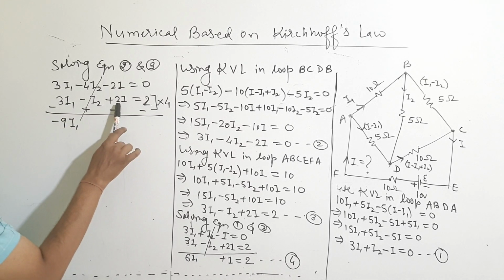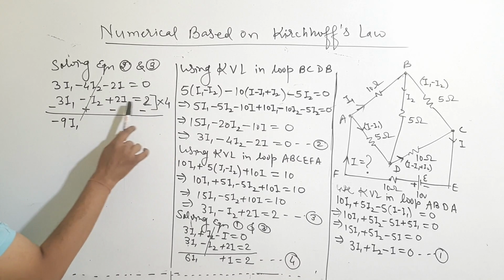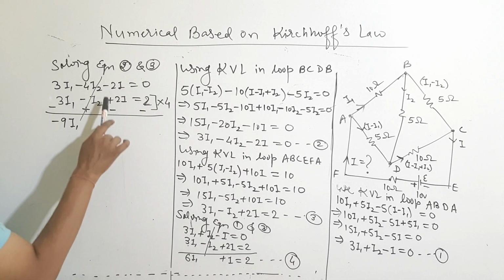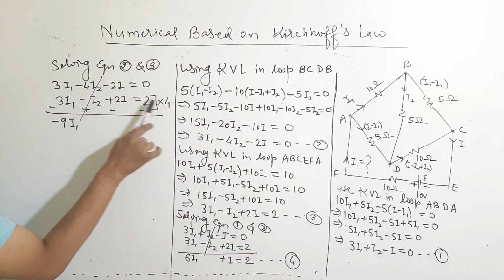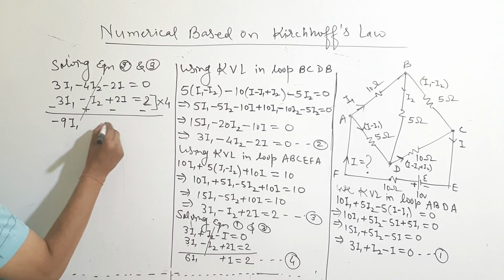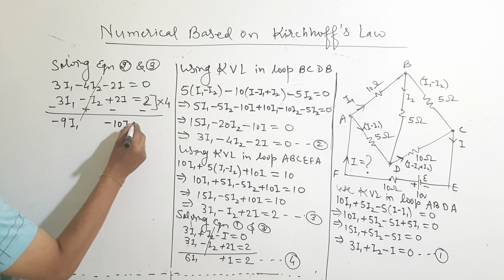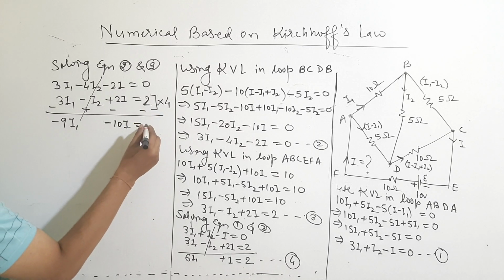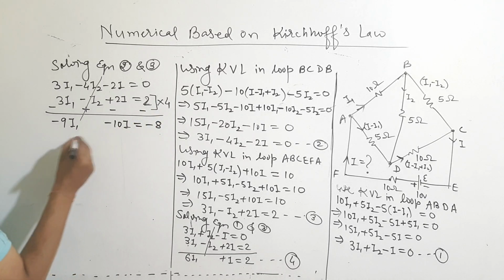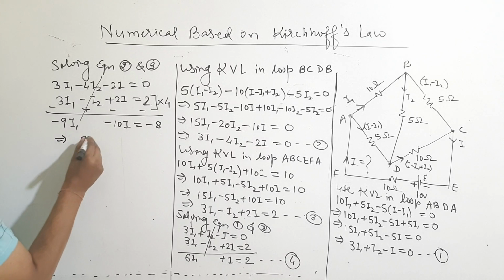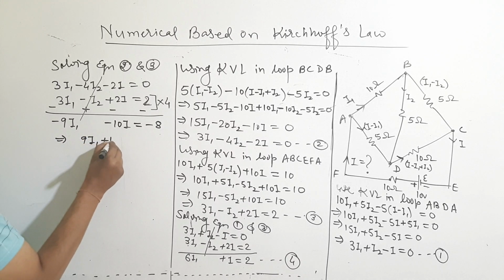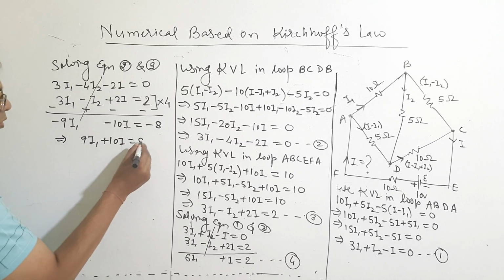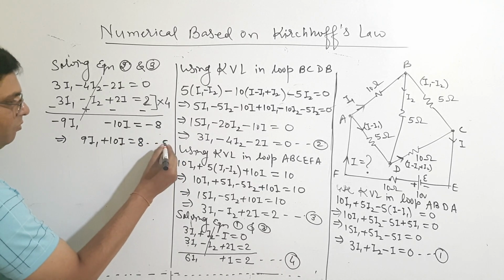And here you have 2 into 4. This is 8 with a minus sign. And minus is also here, so minus 8 and minus 2 is minus 10i. And this side 2 into 4, minus 8. You eliminate only the minus sign. So 9i1 plus 10i is equal to 8. This will be equation number 5.